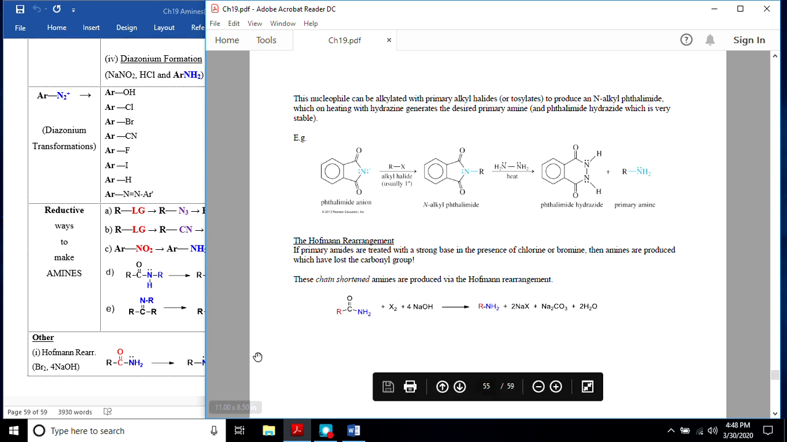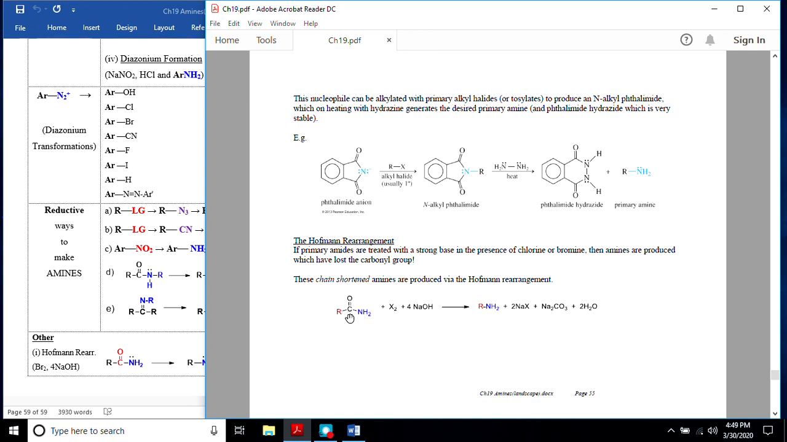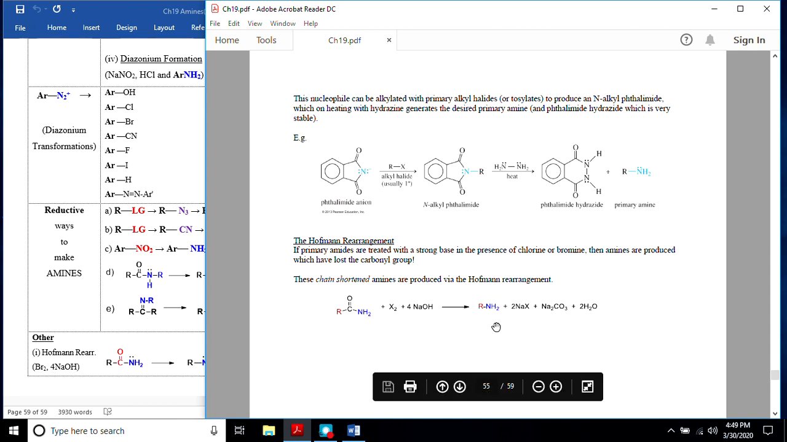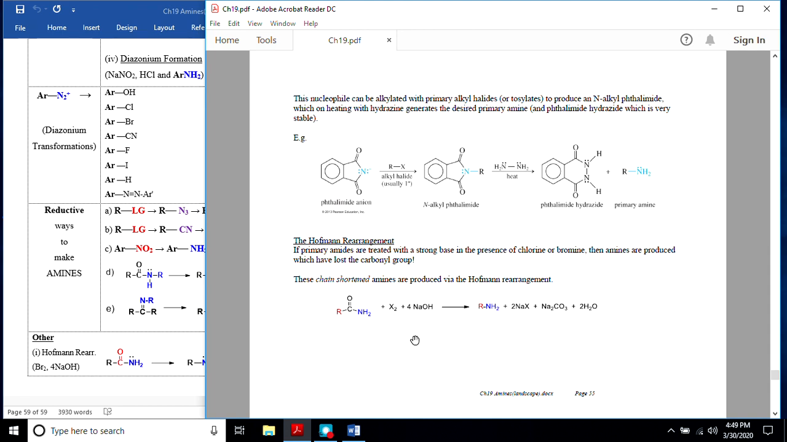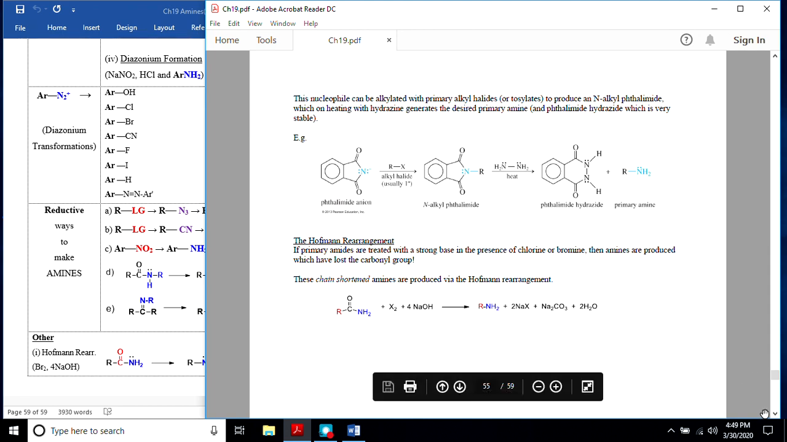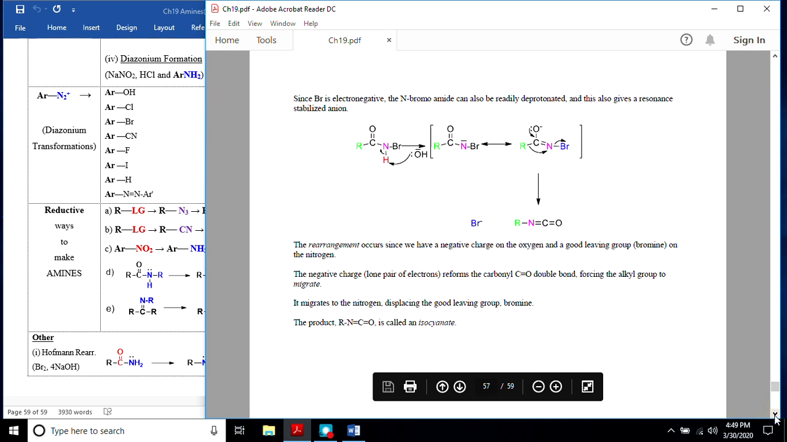Then the second reaction is called a Hofmann rearrangement. And a Hofmann rearrangement converts an amide into an amine. But if we look at the number of carbons, you'll see that the relationship here is that there's one less carbon in our amine product than there was in our starting amide. Schematically, we've basically just chopped this CO out of that molecule. So this is why I call it a chain shortened amine as being the product, because we've shortened the carbon chain there by one carbon. So the mechanism is then provided there.